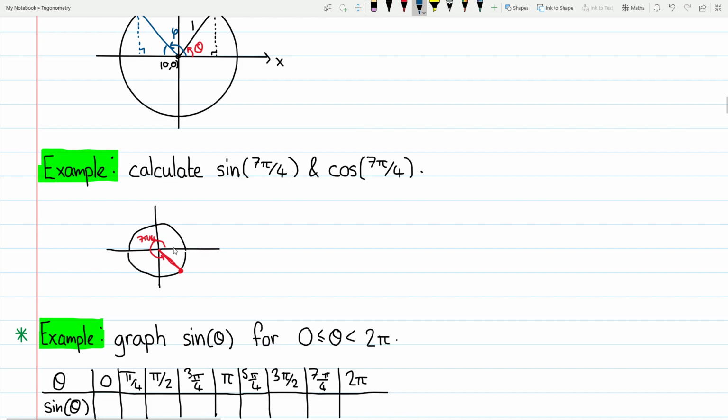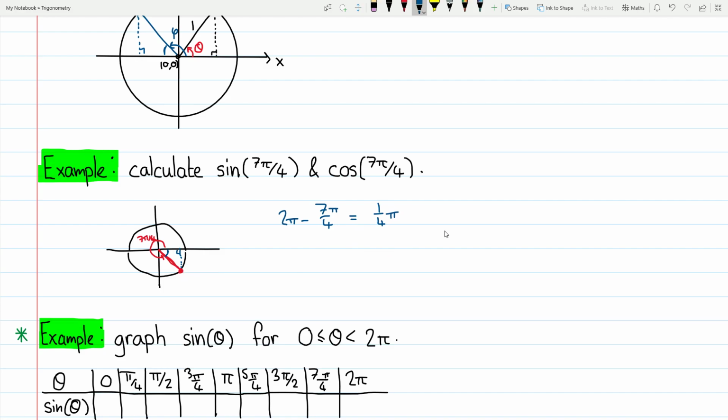How will we do this? Well, we'll actually draw this little triangle here. So this is going to be a right triangle, and we want to find this angle. Well, the whole rotation is 2 pi. And we've gone around 7 over 4 pi. So this little angle is going to be 2 pi minus 7 over 4 pi, which is going to be 1 over 4 pi. Okay.